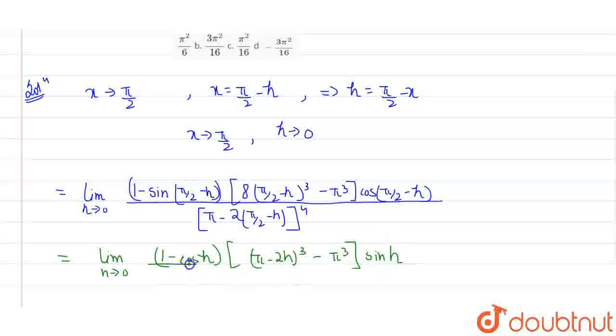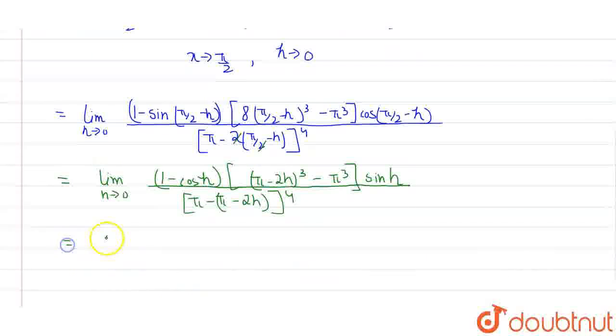Now we will take the denominator terms. Here we can write pi, this one will become 2, so the 2 cancels out, and it can be written as pi minus 2h whole power 4.